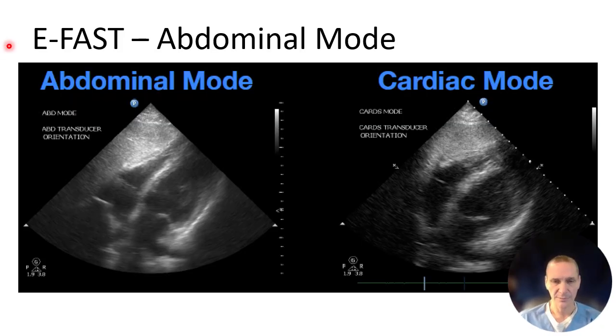The exam can be done in any mode, but remember that in abdominal mode and cardiac mode, you can get the same image, however the indicator is going to be 180 degrees opposite. The best choice is to select abdominal mode, and we're going to talk about the eFAST exam done in abdominal mode.